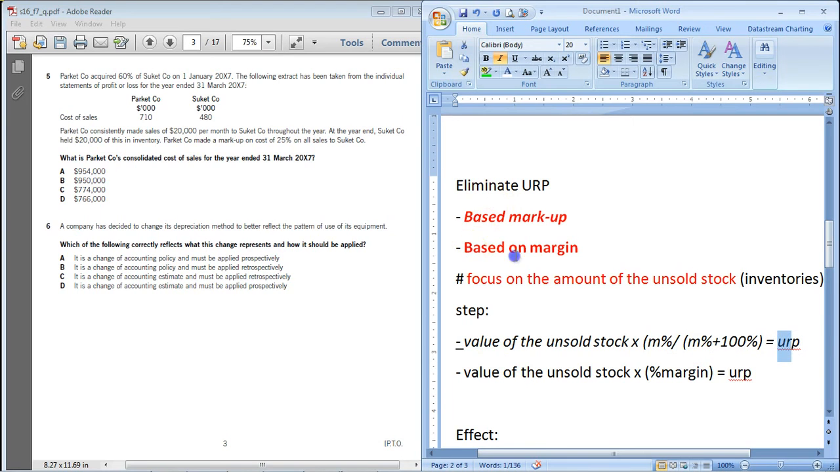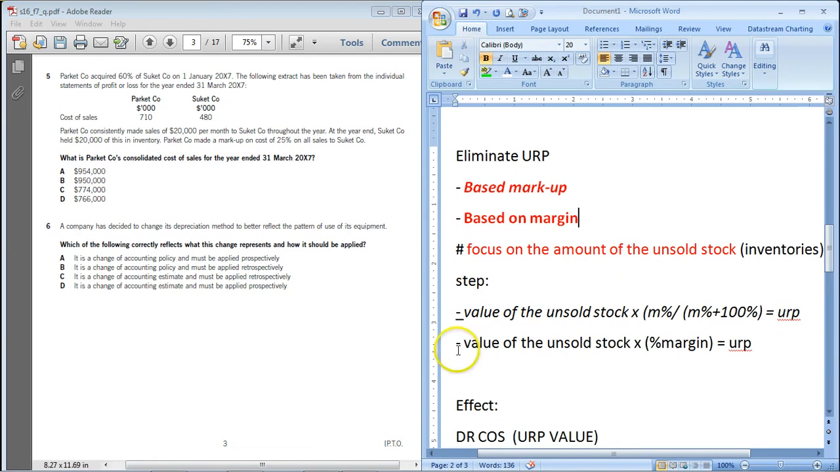If the question says based on margin, it means that the value of the unsold stocks will be multiplied by the percent of the margin. You will get the URP as well. Alright, so what is the effect?